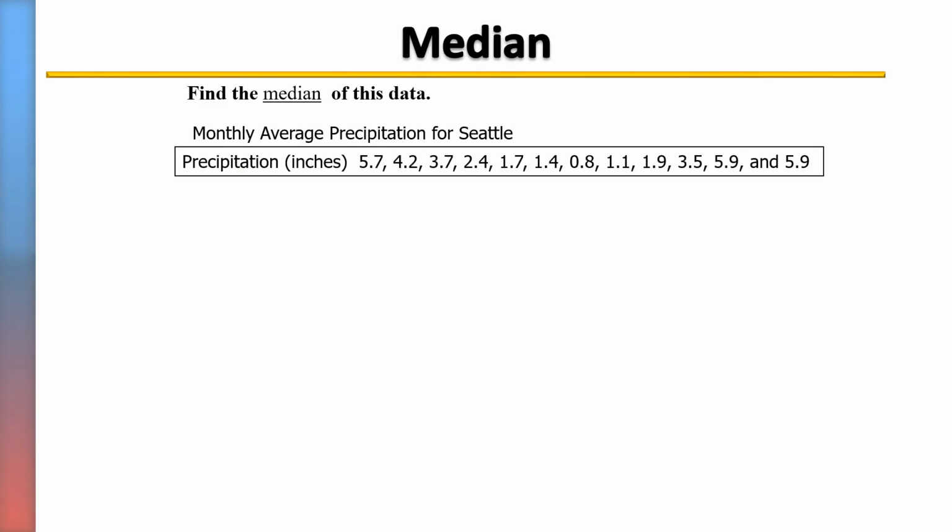This data here, we're given the average precipitation for Seattle. So we know that Seattle rains a lot, and here are the average rain levels there in inches. So what we're going to do is step 1, we're going to take all of our data and rearrange it in order from least to greatest.